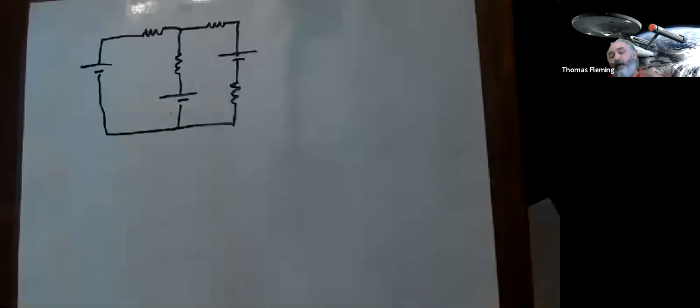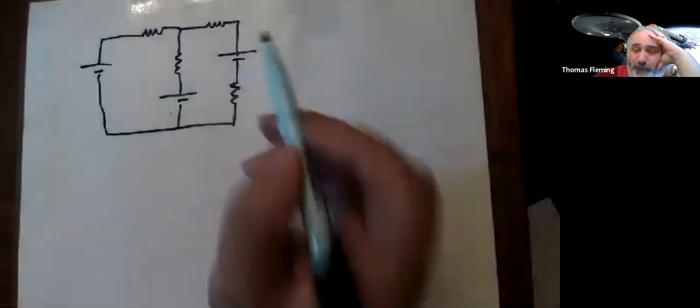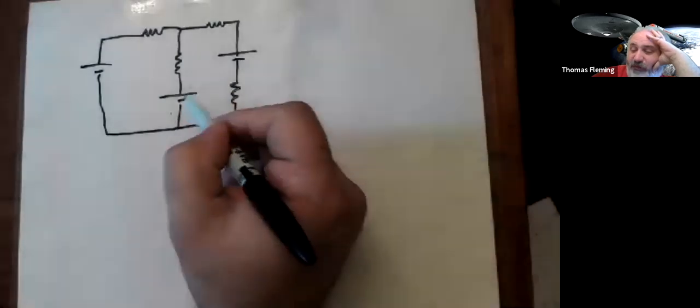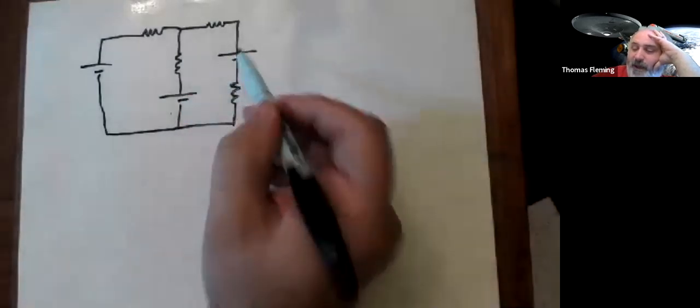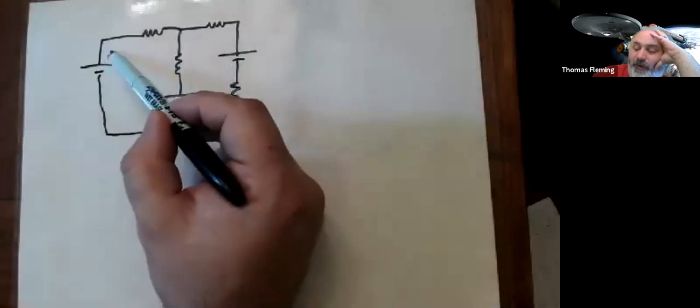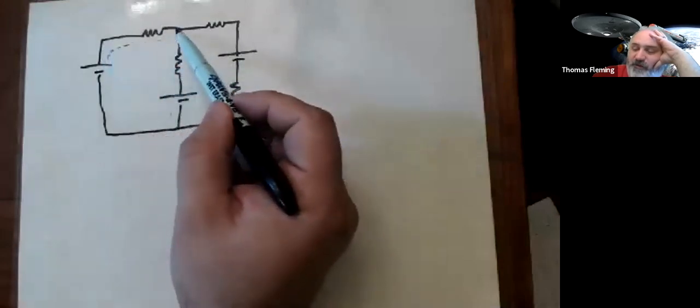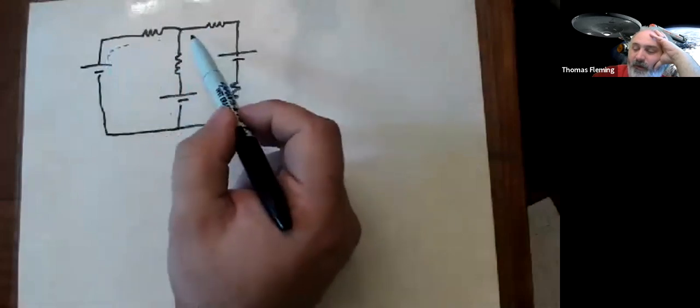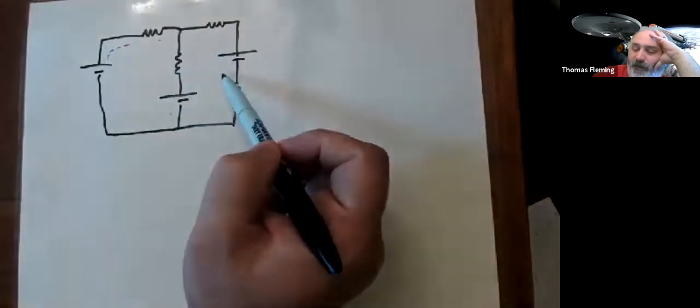So a circuit like this would be a nightmare to try to use the equivalent resistance rules for. The reason it would be hard is because if I only had one battery in this circuit, if these guys weren't here, then obviously current would come out of this battery. It would come out here, get to this intersection, split and go this way and this way, and then back around.